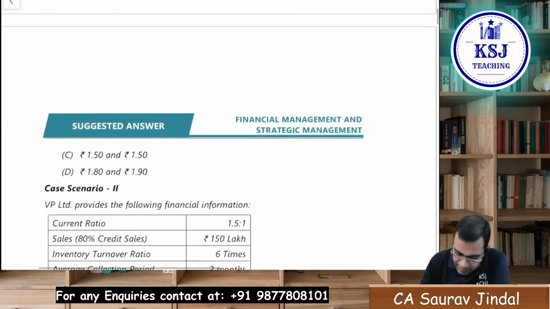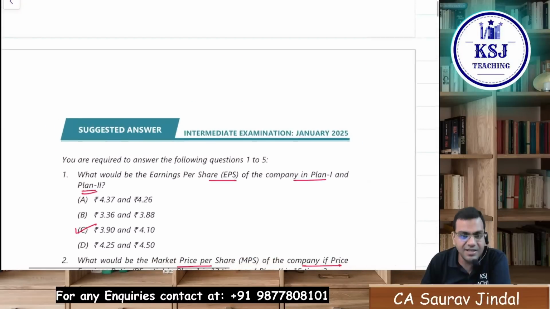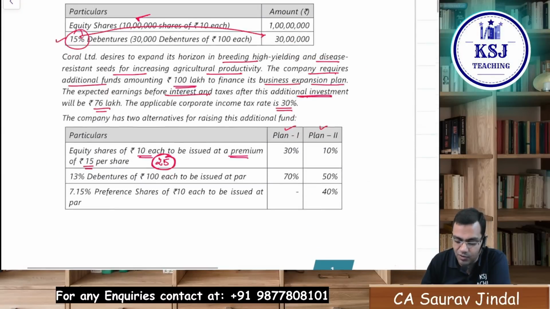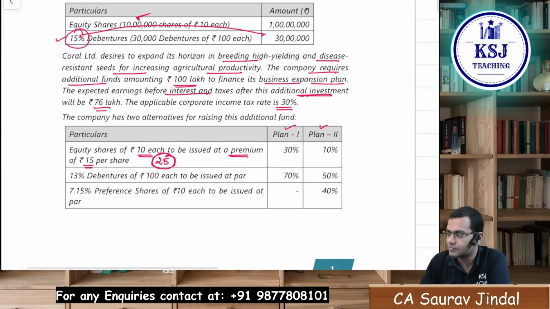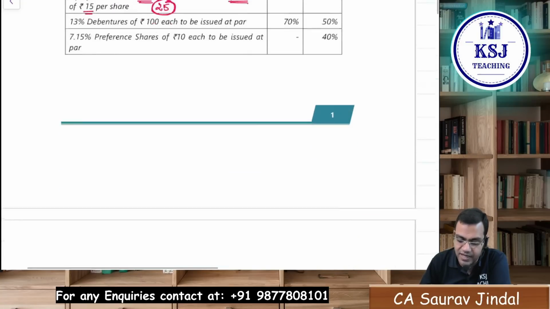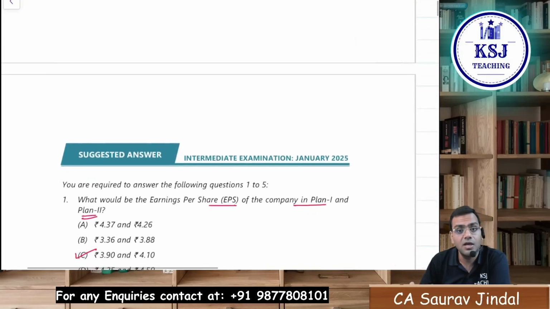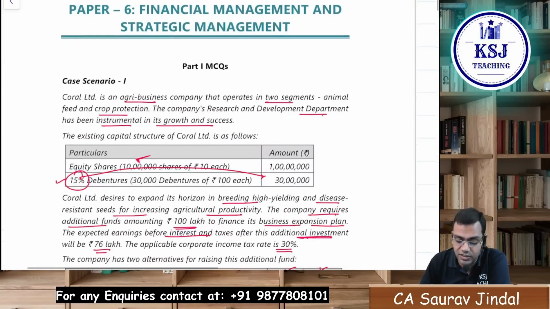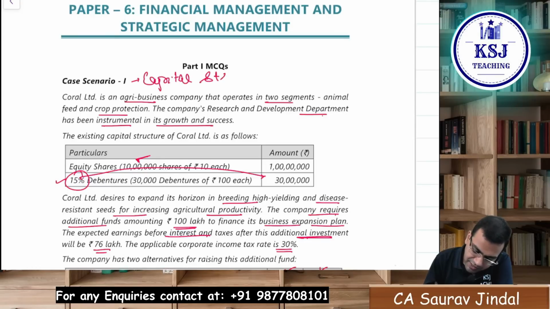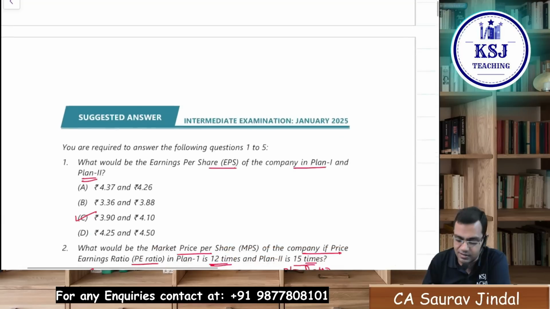Clear? So this is a very easy case study, isn't it? You just have to prepare the income statement. Everything you will get from there. Very basic capital structure. This case study is on your capital structure. But isn't it too easy?